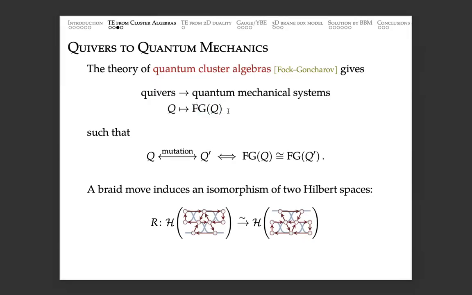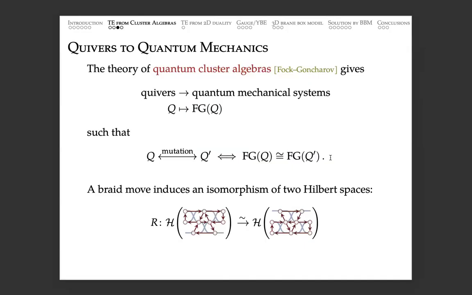And this quantum mechanical system is nice in the sense that if you're given two quivers which are related by mutations, then the corresponding Fock-Goncharov quantum mechanical systems are isomorphic, equivalent in the sense that there's a unitary operator from one system to another system. Okay, so that's what Fock-Goncharov's quantum mechanical system is.